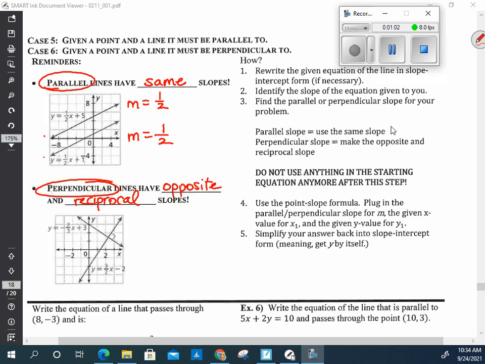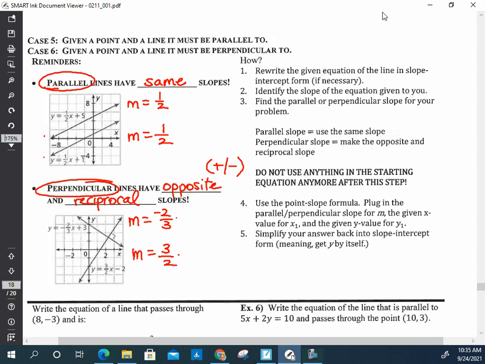Notice that you have one slope that is -2/3, and you have one slope that is 3/2. Opposite means one positive, one negative. Reciprocal means one of the numbers is the flipped over version of the other. So 2/3, if you flip it over, is 3/2. So opposite and reciprocal.